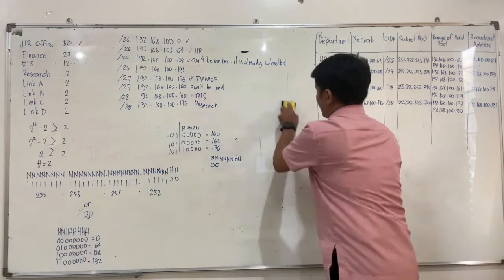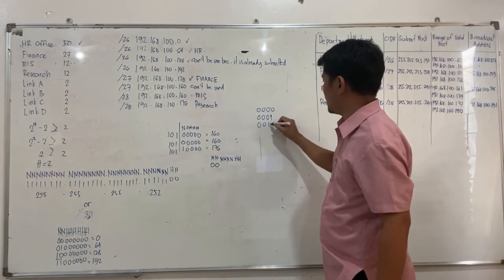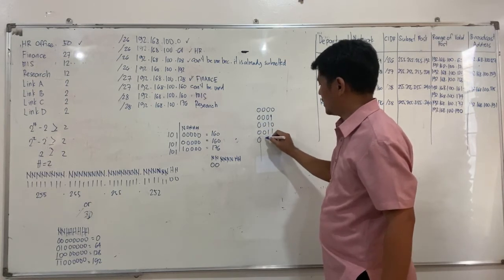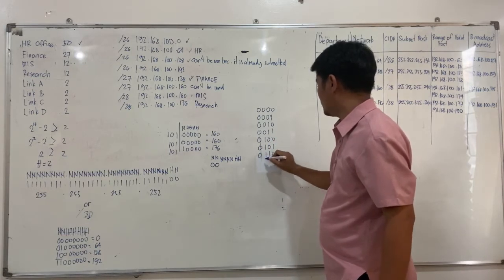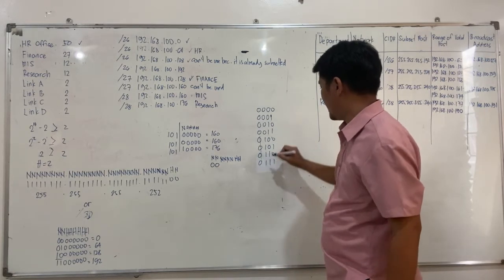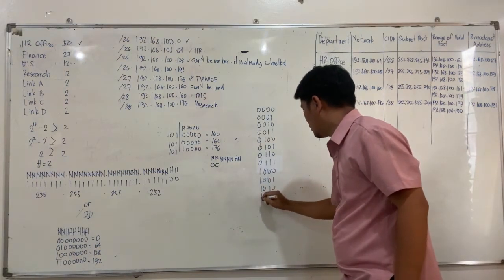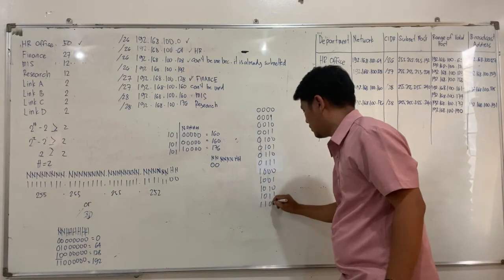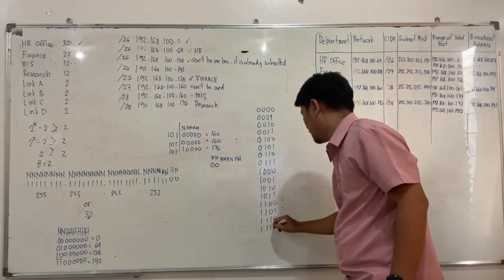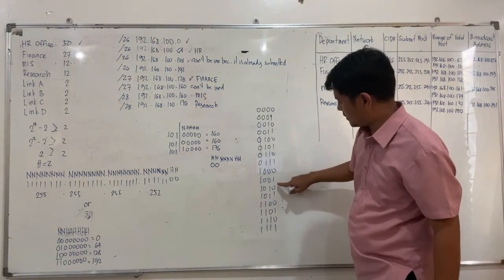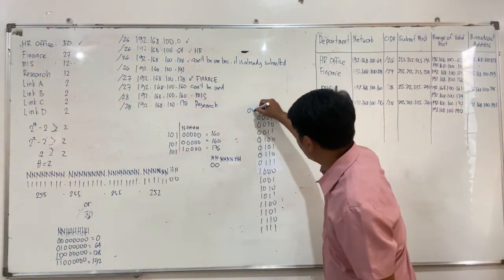What are they? We have 0000, 0001, 0010, 0011, 0100, 0101, 0110, 0111, 1000, 1001, 1010, 1011, 1100, 1101, 1110, 1111. 1, 2, 3, 4, 5, 6, 7, 8, 9, 10, 11, 12, 13, 14, 15, 16 all in all. And then just attach 2 zeros here.